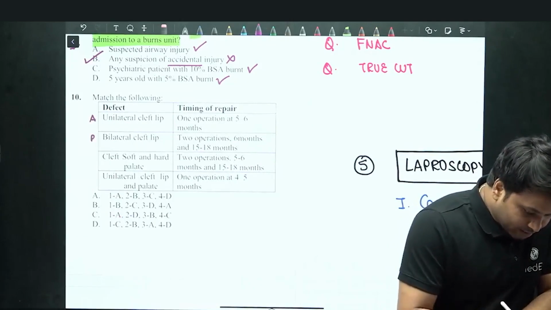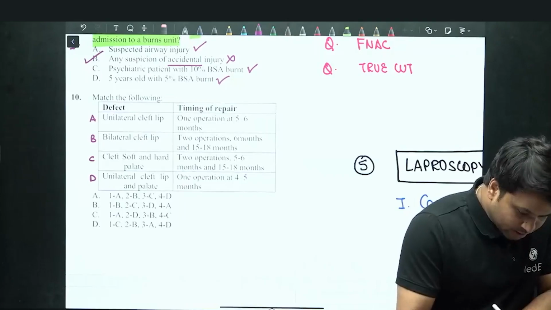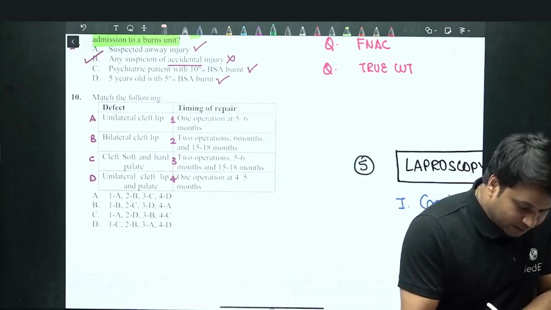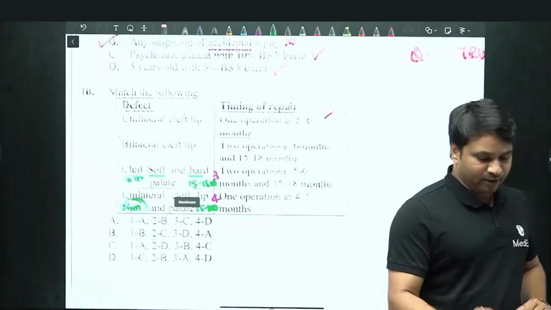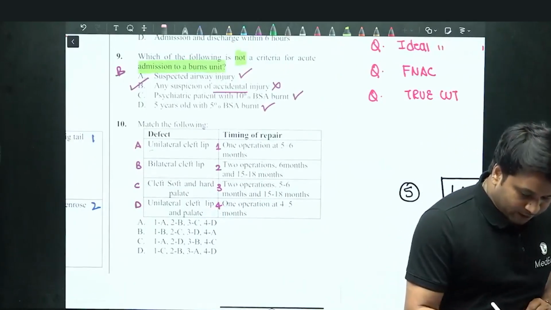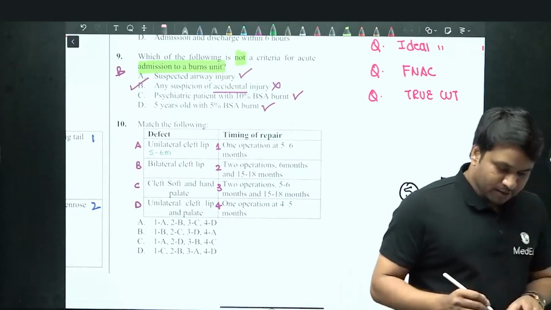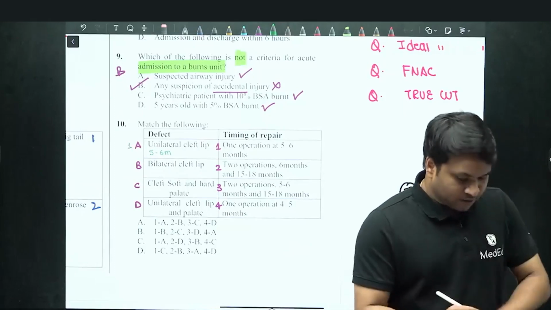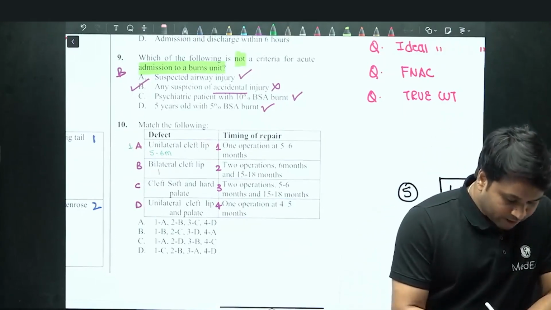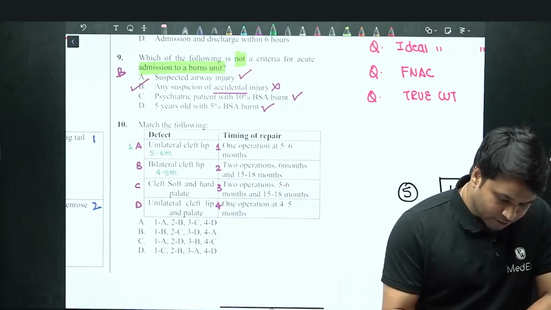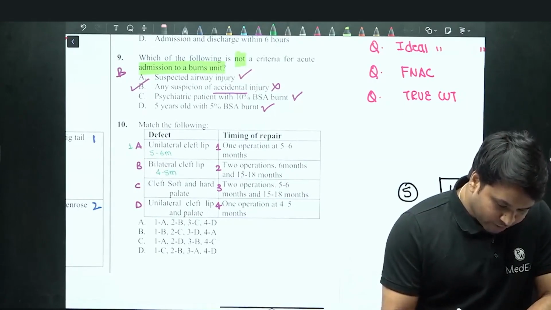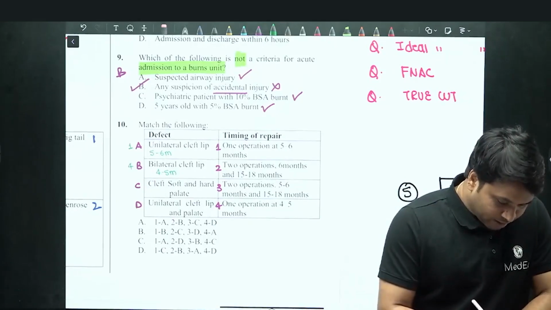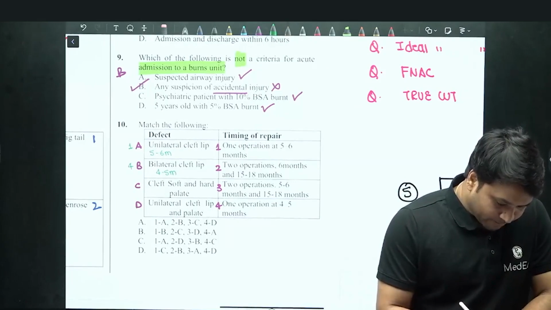This is A, this is B, this is C, this is D. This is 1, this is 2, this is 3, this is 4. Unilateral cleft lip, I will operate at 5 to 6 months. Okay. So A, 5 to 6 months single surgery, where does it come? Here. So A is going to be 1. There is no doubt. Bilateral cleft lip, I will operate at the age of 4 to 5 months. A single operation between 4 to 5 months, it is 4. So we have 1 is going to be A and 4 is going to be B. Where did 4B go?